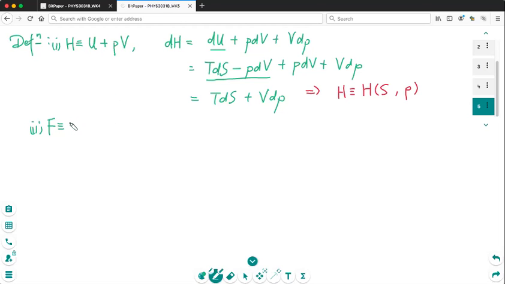A few students say starting from U, and what do I do? I put this on the same page to help you. I already defined H for you. Now what do I do in order to accomplish my goal of having the natural variable to be T and V rather than something else?